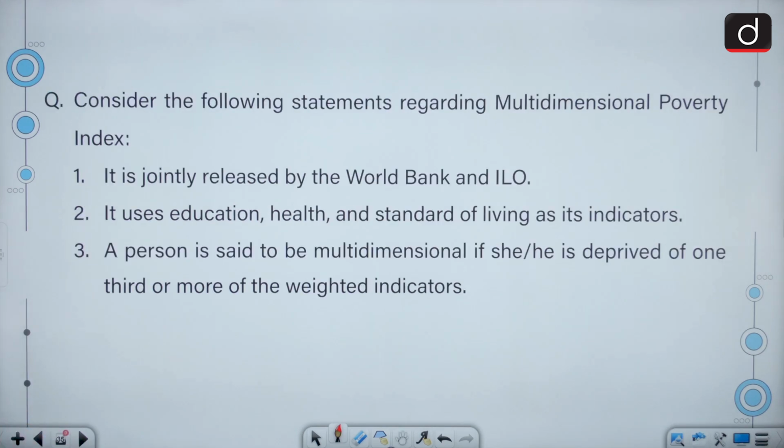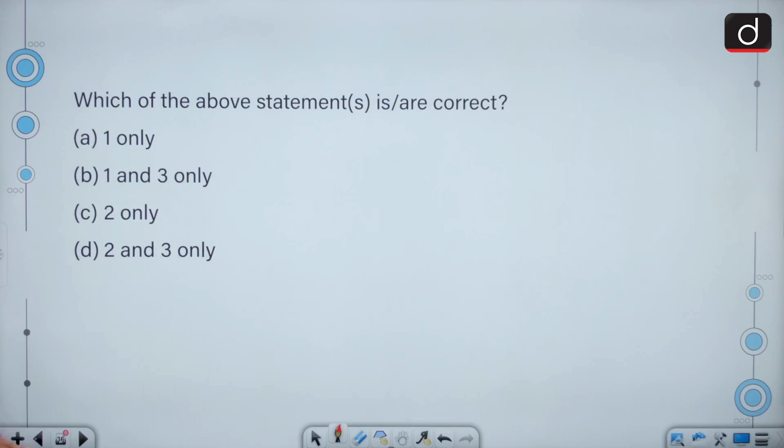Moving forward, consider the following statements regarding Multidimensional Poverty Index. It is jointly released by World Bank and ILO. It uses education, health, and standard of living as its indicators. A person is said to be multidimensionally poor if he/she is deprived of 1/3 or more of the weighted indicators. We have to select the correct statement.